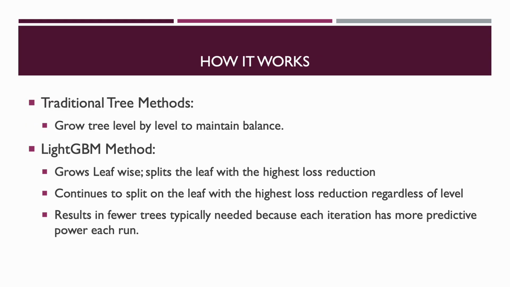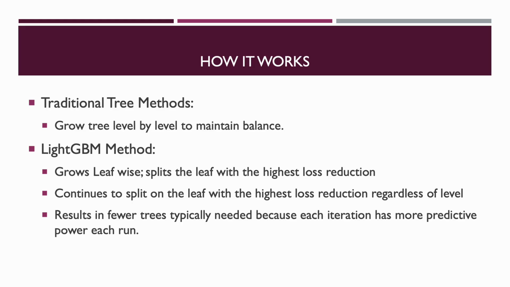How this model differentiates itself from other tree-based learning algorithms is basically all in the method it uses. Traditional tree methods will split at the root node and then grow the tree level by level, where it'll go down to one leaf, split that, and at that same level, go to the other leaf, split that, and so on, in order to maintain a balanced tree structure.